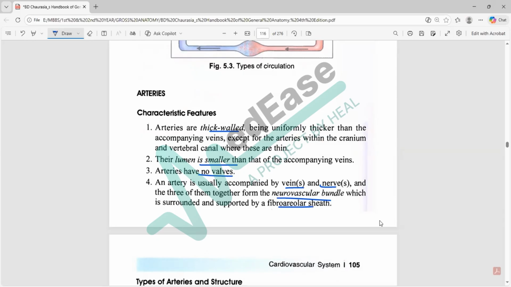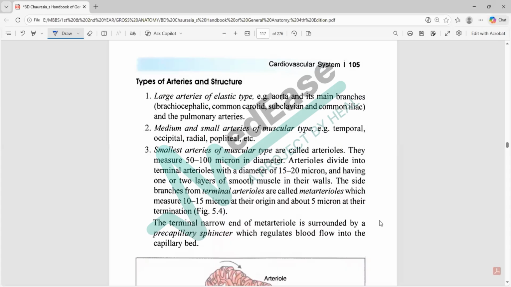Now, when we talk about the artery types, we need to remember there are three main divisions. We have the large arteries, which are of the elastic type, which will be resisting the pressure changes, which we have already discussed. The medium ones, which are mainly muscular, will be involved in the regulation of the blood to specific tissues. And then we have the smaller arteries, the arterioles, which will be dividing to produce the terminal arterioles, and further into the meta-arterioles, and finally producing the precapillary sphincter, which will be feeding the capillary bed.